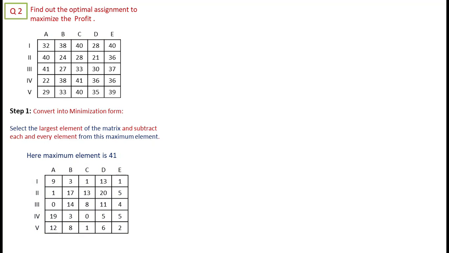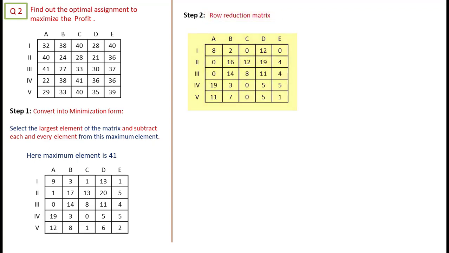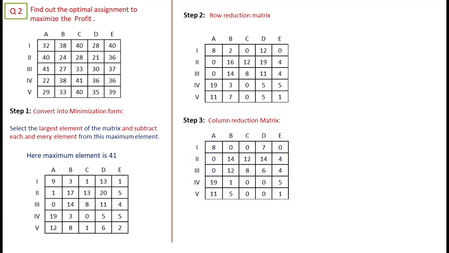Now we apply the Hungarian method as we did in the previous lecture. The second step is row reduction. After applying the row operation, we get this matrix. The third step is column reduction. After applying the column operation, we get the matrix. Now we make an assignment. Since every row and column does not have an assignment, we draw the minimum number of lines to cover all zeros.